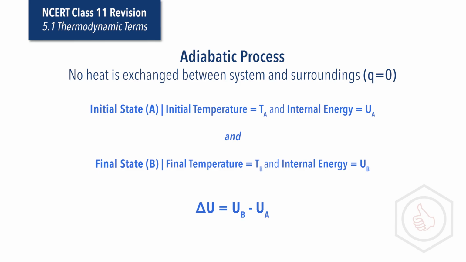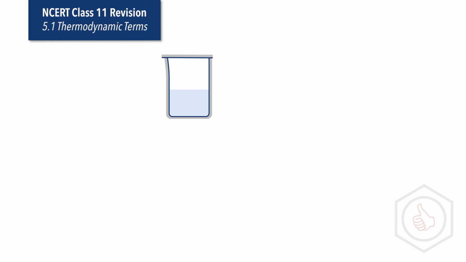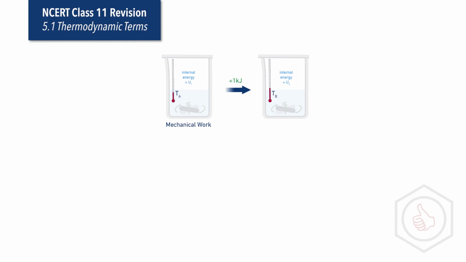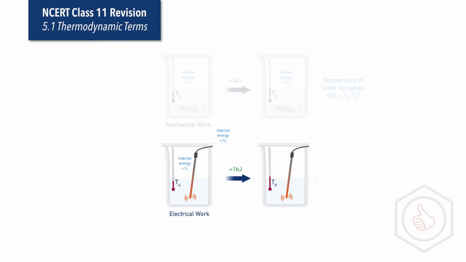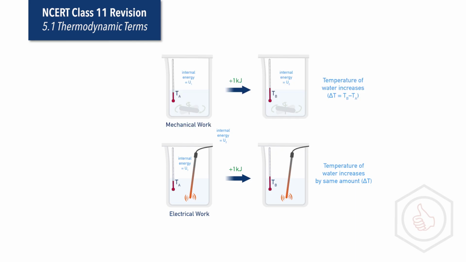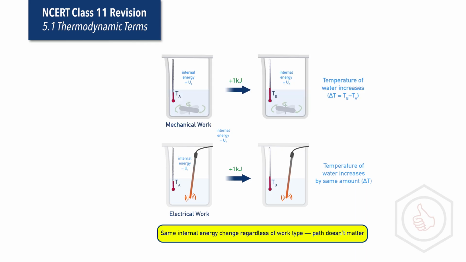Consider two possible examples. Imagine you have a beaker of water and you add 1 kilojoule of energy in the form of mechanical energy. The temperature rises, so TB is greater than TA, showing an internal energy increase due to work input. Now let's imagine the same size beaker and same quantity of water where we also add 1 kilojoule of energy from an electric heater. The same temperature rise will also happen. TB will be greater than TA. What this shows us is that the change in internal energy is always the same regardless of the type of work done. The path doesn't matter.